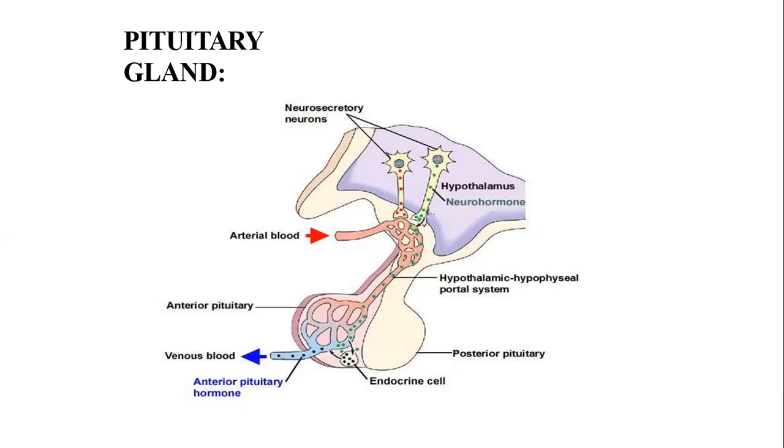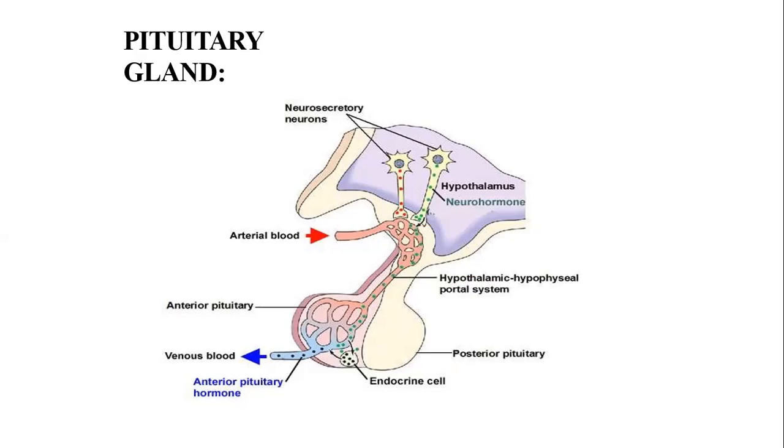This is a gland which controls the functioning of other glands. Hence, it is referred to as the master endocrine gland. It is present at the base of the hypothalamus. What is the hypothalamus? The hypothalamus is a part of the diencephalon. So it is present at the base, or attached to the hypothalamus.